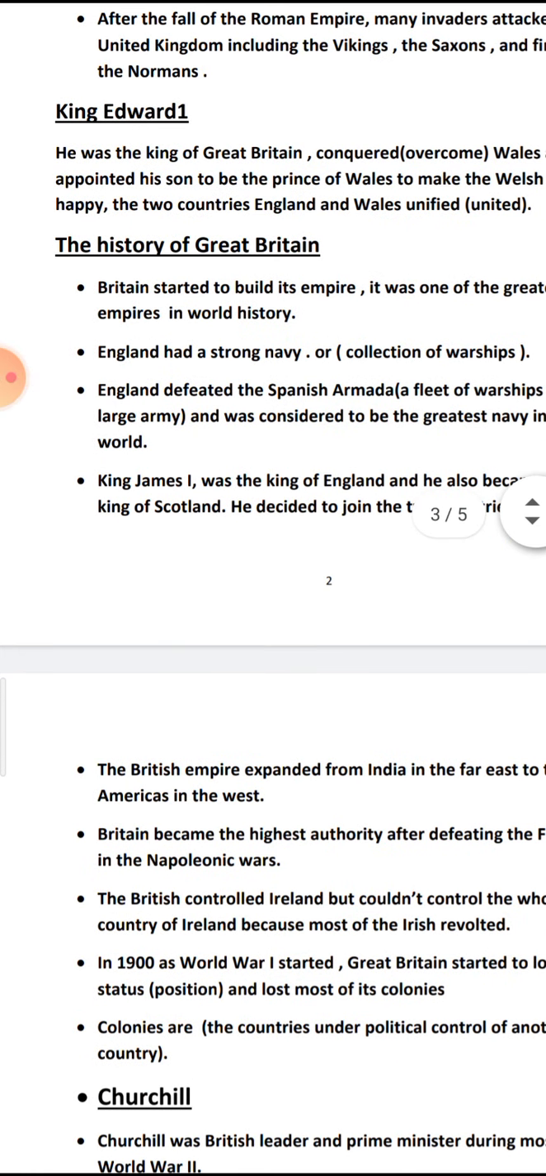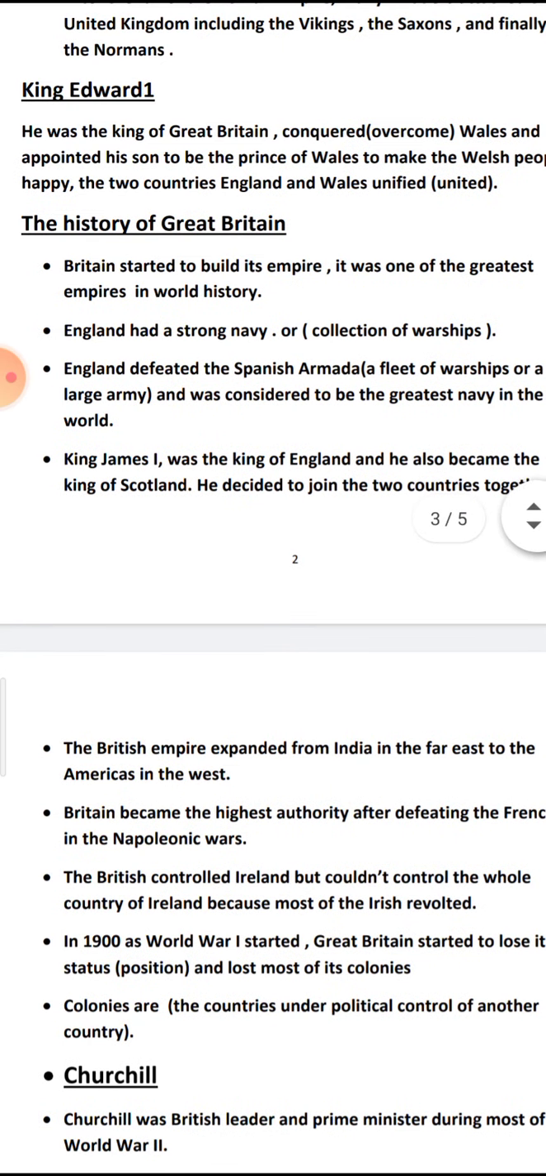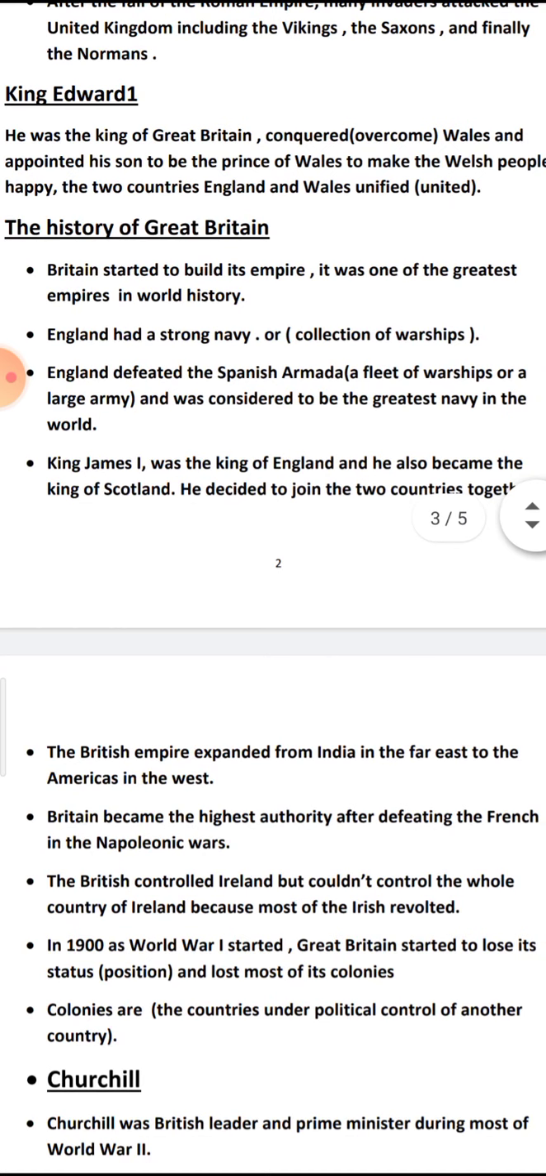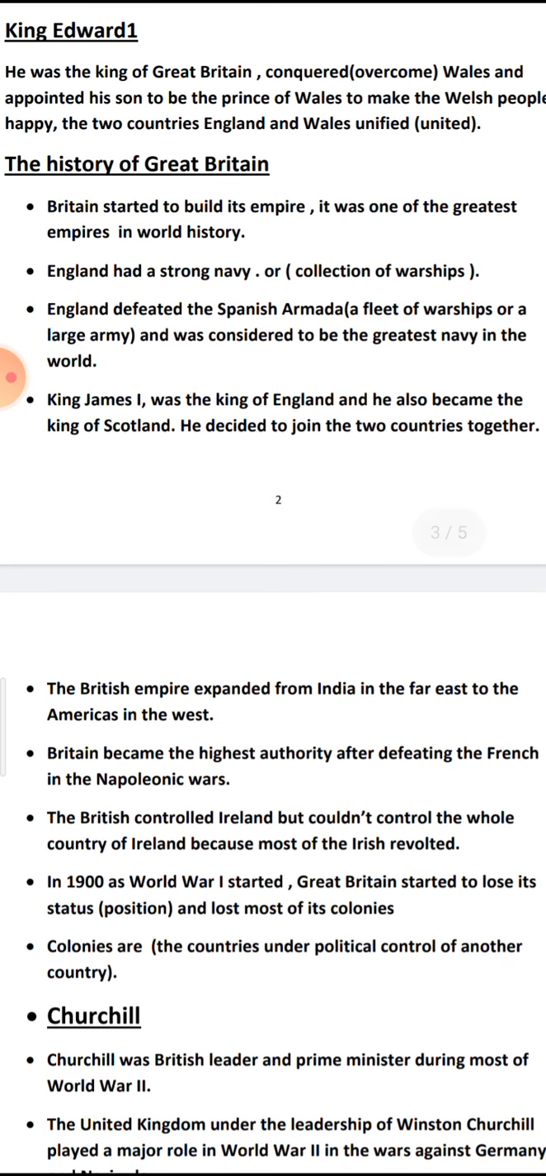Let's move to King Edward I. Who was King Edward? King Edward was the King of Great Britain. So if I ask you, who was the King of Great Britain? You can tell me King Edward I. And King Edward I conquered, which means overcame, Wales. He took Wales. Wales is a country. He appointed his son, he put his son to be the Prince of Wales to make the Welsh people happy. Who were Welsh? Welsh are those who live in Wales. So King Edward I was the first king of Great Britain.